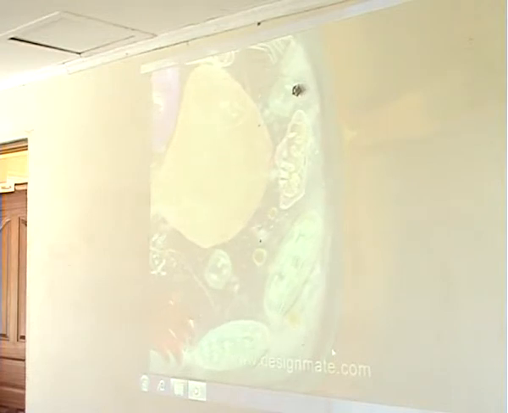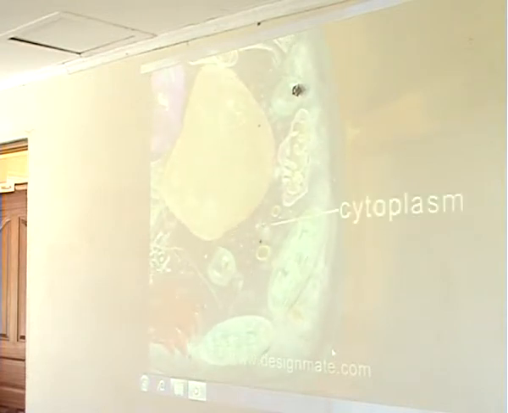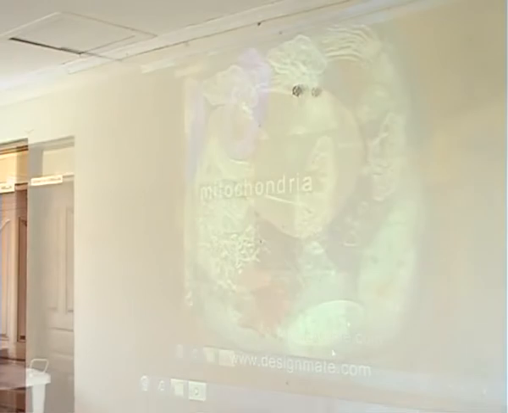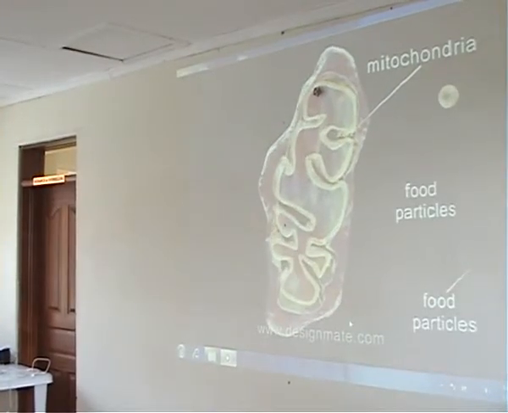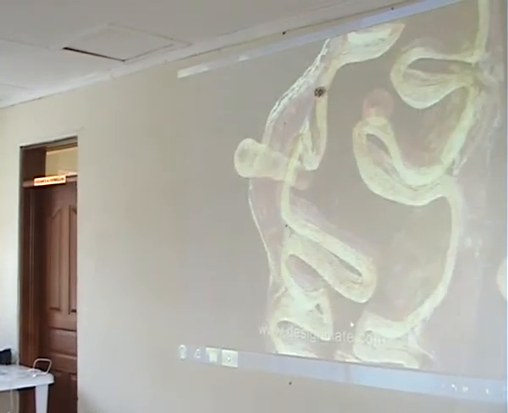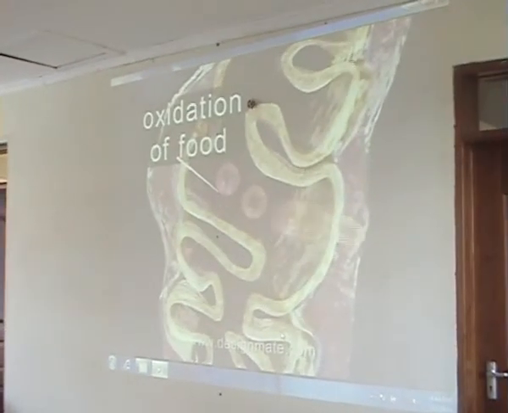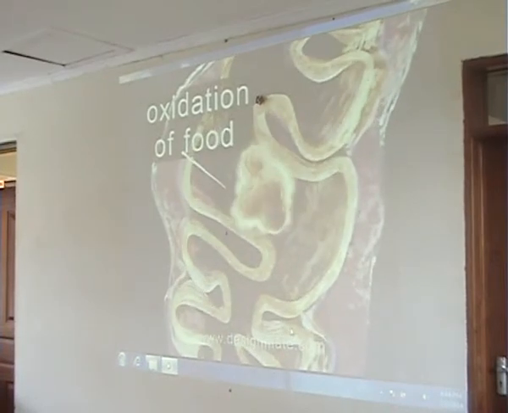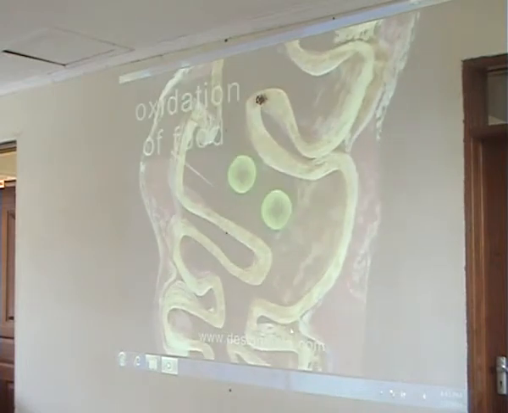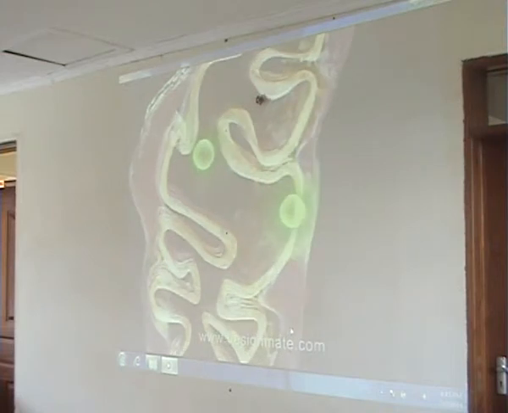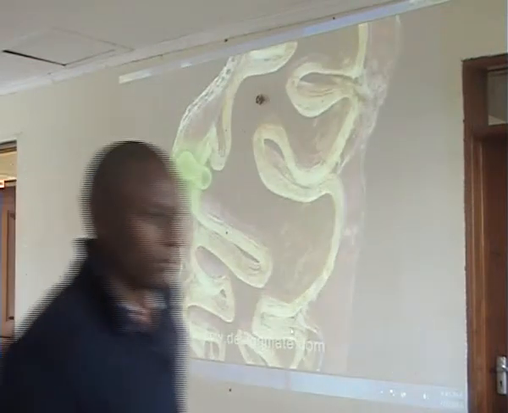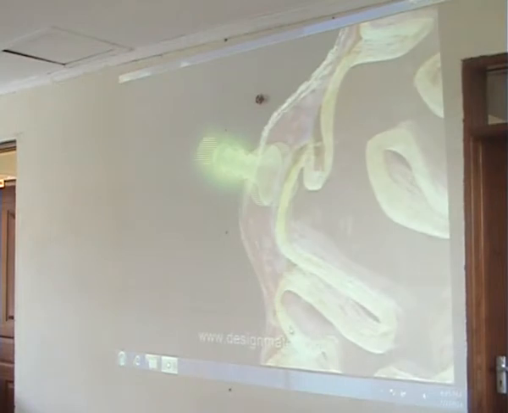The inside dense liquid of the cell is called the cytoplasm. It is a viscous colloidal substance. The mitochondria are also called the powerhouse of the cell, because by this organelle the oxidation of food occurs in the cell, releasing a high amount of energy. The cell uses this energy for various biological activities.